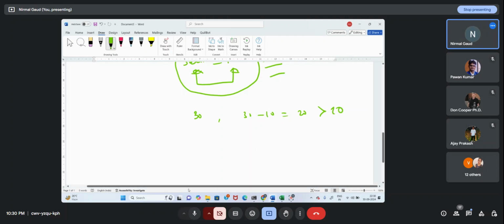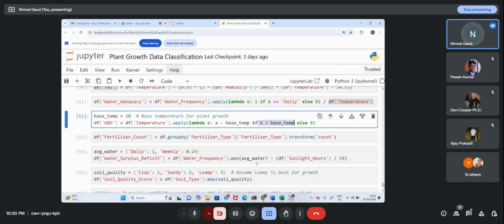Okay, so it is greater than the 10. So here what you are putting is: if x is greater than the base temperature, then return the value of x, else it will be 0. So base temperature you can take, and you can create a new feature also.